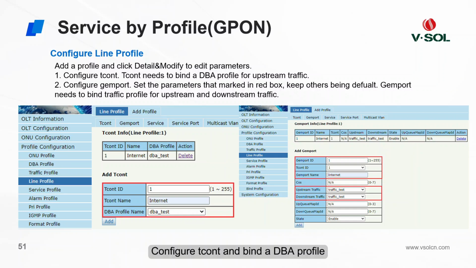First, configure TCONT and bind the DBA profile for upstream traffic. Second, configure Gemport. Set the parameters marked in the red box, keep others default, and bind the traffic profile for upstream and downstream traffic.